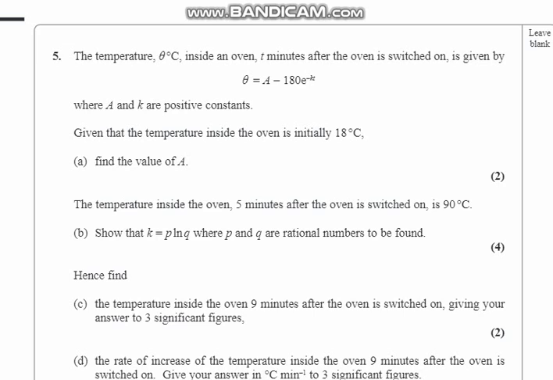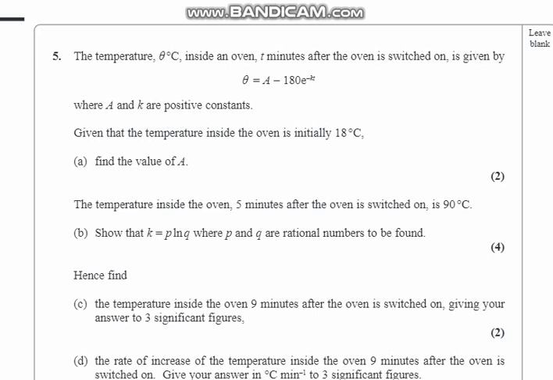Today we are attempting the fifth question from Advanced A Level Pure Mathematics P3 from Jan 2021. So let's get started. The fifth question: the temperature theta degrees inside an oven t minutes after the oven is switched on is given by theta equals a minus 180 e to the power minus k t, where a and k are positive constants.